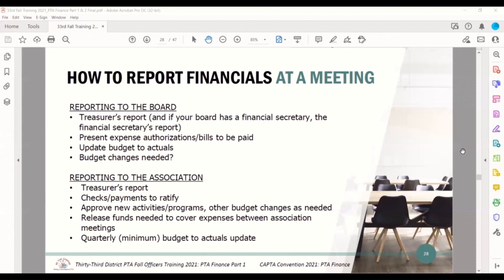So what you need to do is figure out which line items, what kinds of expenses you're going to need to spend up through your next association meeting. For example, if we had an association meeting in October and then the next one isn't till January, you want to make sure you release the funds for those expenses that are going to happen up through January. And then again, if you can do a budget to actuals report, ideally, we want that to be at least quarterly so that the association can see how you as PTA are doing, then go ahead and present that information too.